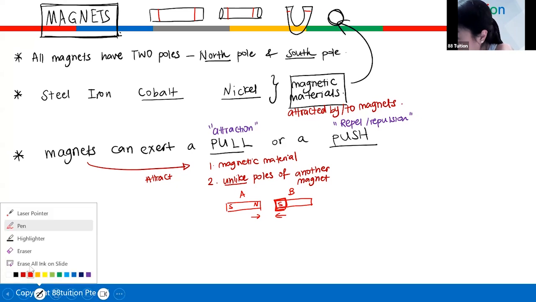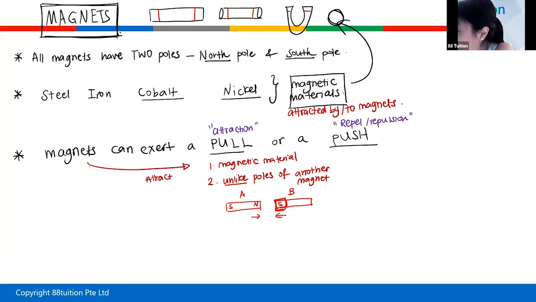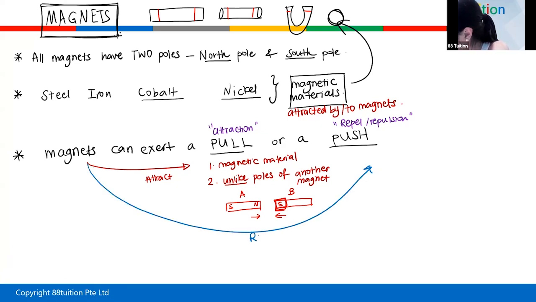Now, Luca, can I ask you, when do magnets exert a pushing or a repelling force? The like pole. Of what? Like pole of another magnet. Yes, you have to say of another magnet, yeah? So everybody, please take note.